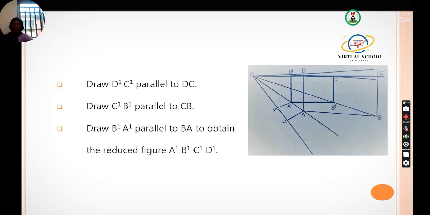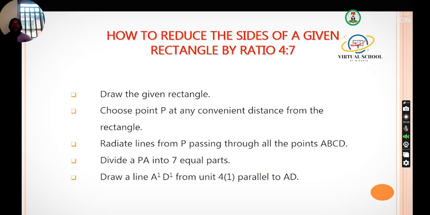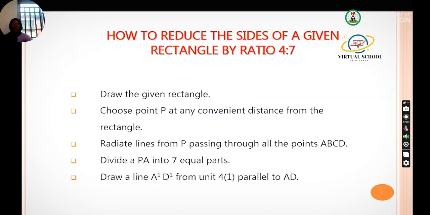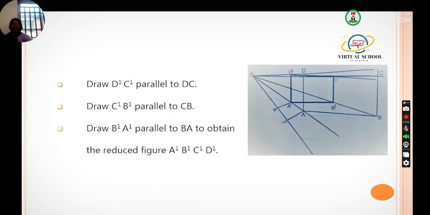When you divide it into 7, you can, if you like, mark it 1, 2, 3, 4, 5, 6, 7. So after dividing it into 7 equal parts, draw a line A1, D1 from unit 4, parallel to AD. This is your A1. Let's take it again. It says, draw a line A1, D1 from unit 4. Where is our unit 4? Unit 4 of our division of the line.